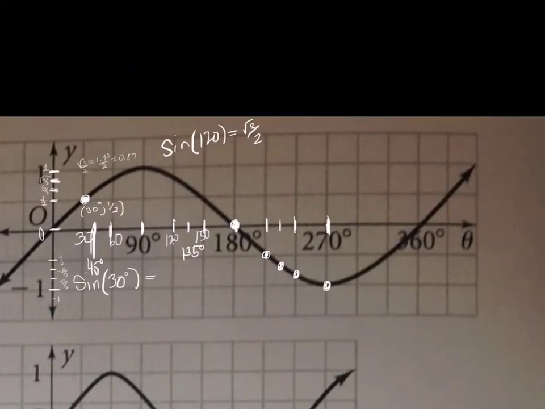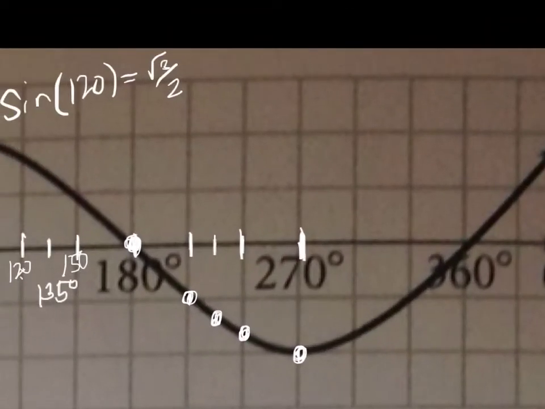So now 300. We said this one right here, 270. Sine of 240 was negative root 3 over 2. And then the next one is 300.